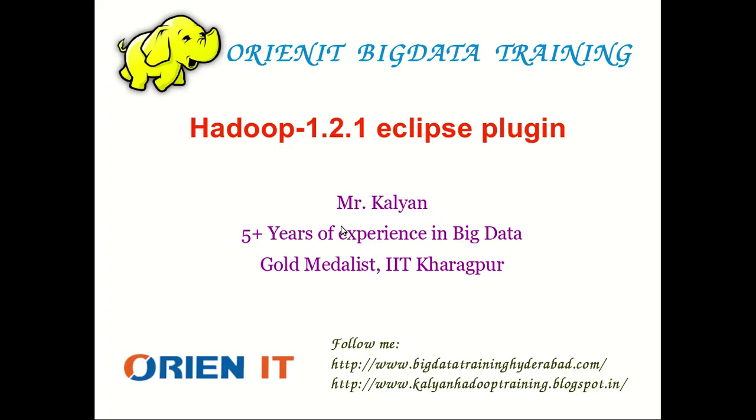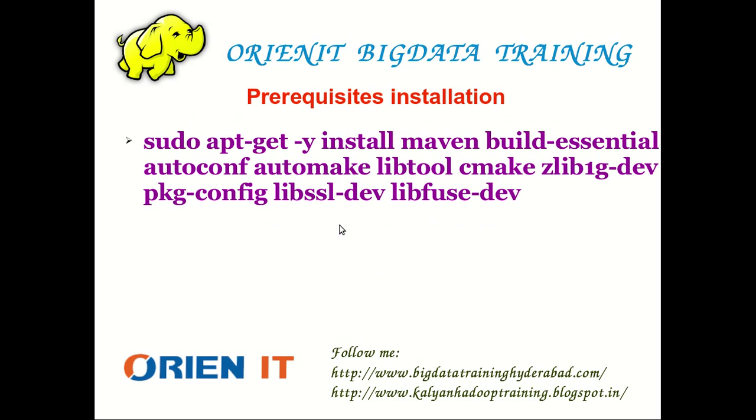So today I'll be going to talk about the Hadoop 1.x version Eclipse plugin, how to install it as well as how to build it. As part of this plugin installation, first we have to install prerequisite software. For that we have given a command: sudo apt-get install -y.